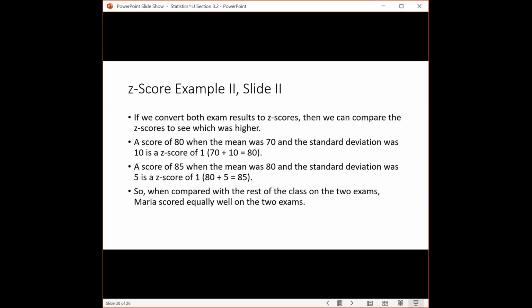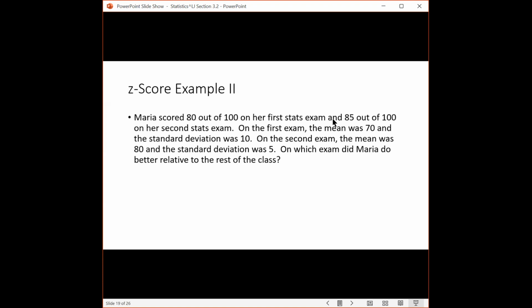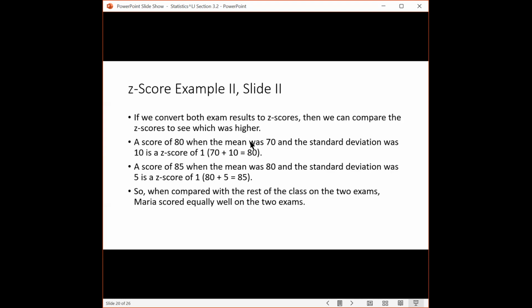Okay, so she scored 80 out of 100 on the first exam, and the mean was 70 and the standard deviation was 10. So if you score 80 and the mean is 70 and the standard deviation is 10, then the z-score is going to be 1. You were 1 standard deviation above the mean. For the second exam, she scored 85, but that time the mean was 80 and the standard deviation was 5. So how much is 85 above the mean when the mean is 80 and the standard deviation is 5? It's 1 standard deviation above, so it also has a z-score of 1.